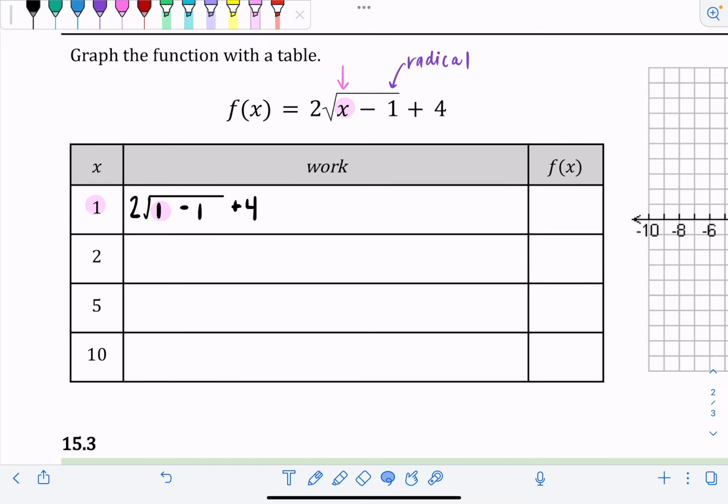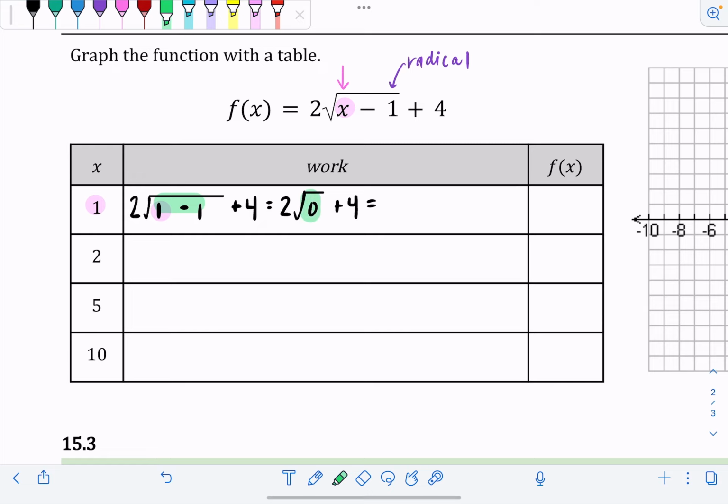Okay, so now the first step is to simplify inside the radical. It's kind of like parentheses first. We're simplifying groupings first. So we'll do 1 minus 1 as our first step. So this will be 2 times the square root of 1 minus 1, which is 0, and then plus 4 after.